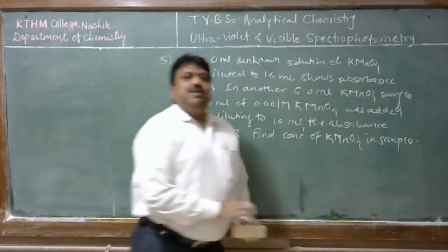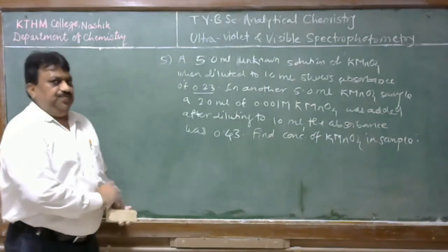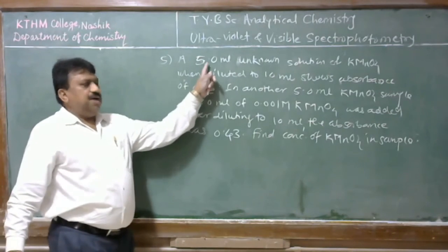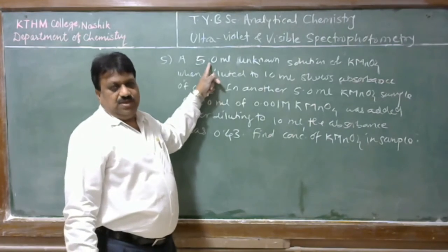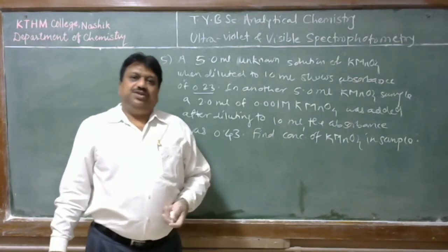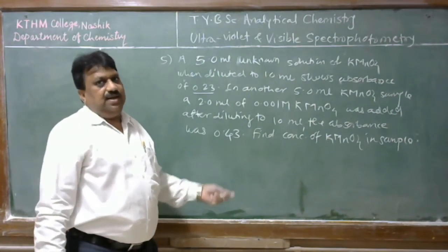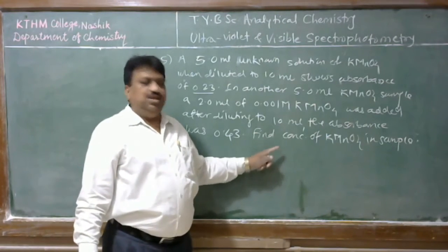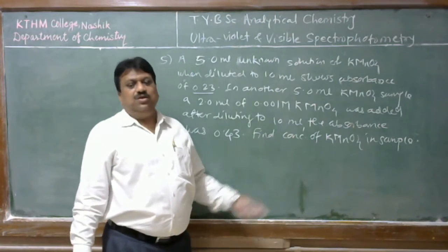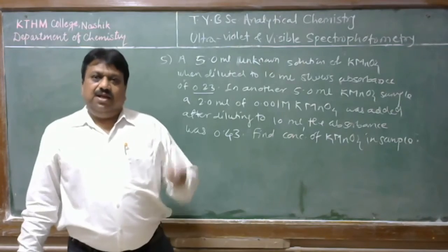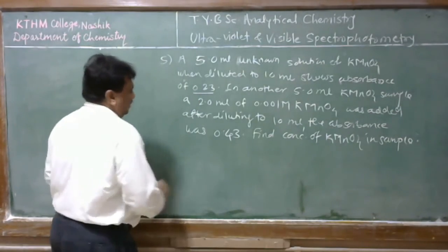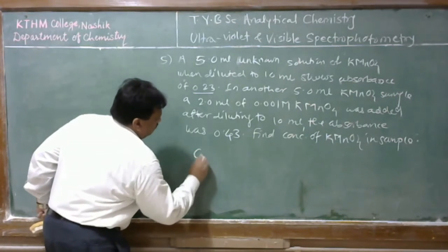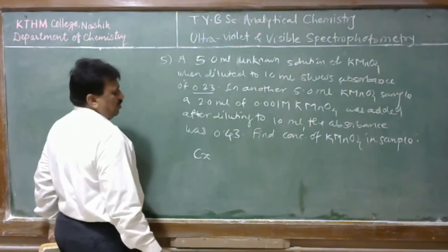This problem is based on the standard addition method. In this case, the absorbance of the first solution is measured, that is the sample solution. In the same sample solution, a standard is added and the absorbance is measured. Therefore, two measurements are carried out, one with the sample, another with the sample containing standard. And from this, we have to find the concentration of the sample by using this formula.